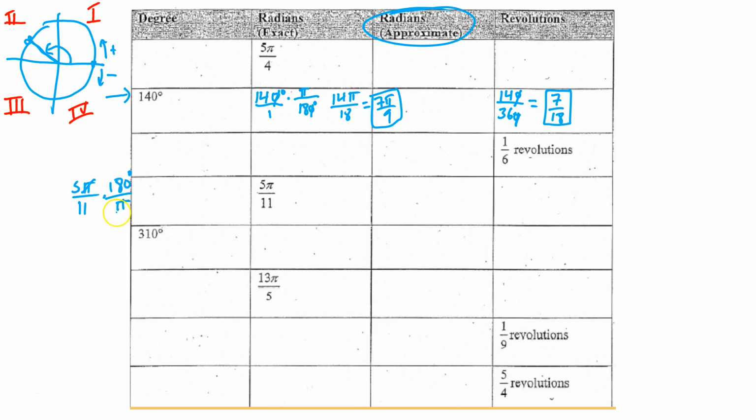Looks like the pi's cancel. 5 times 180: well, 5 times 200 would be 1,000, and then I need to take away 100, because I have 20 away from 200 here, which means 20 times 5 is 100. So that altogether is 900 divided by 11 degrees.